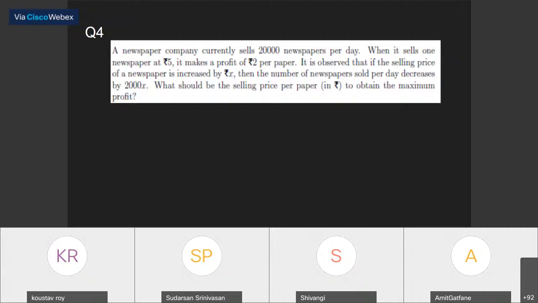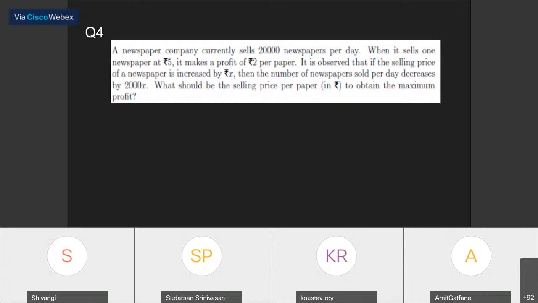So what is the new profit? The new profit will be 2 plus x, because the selling price is increased by rupees x and they've not told us that the cost price is increasing. Initially the cost price was 3, so now you find 5 plus x minus 3. This way you get the new profit per paper.